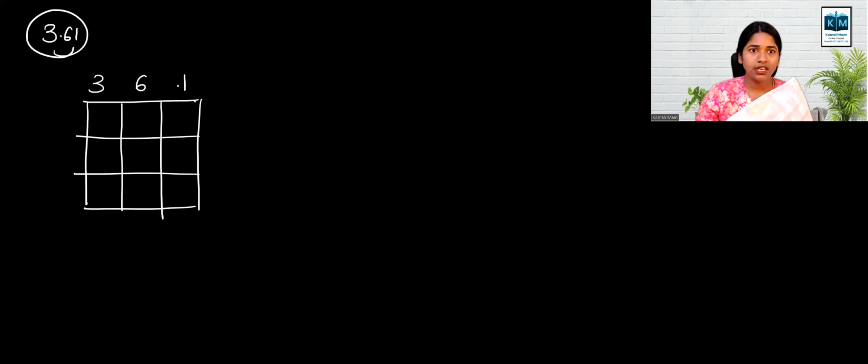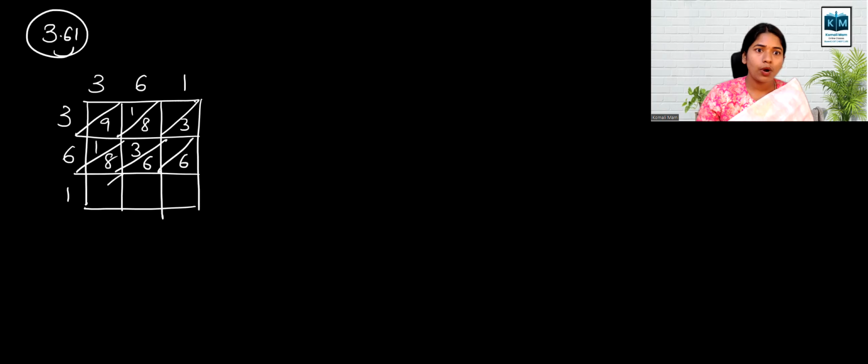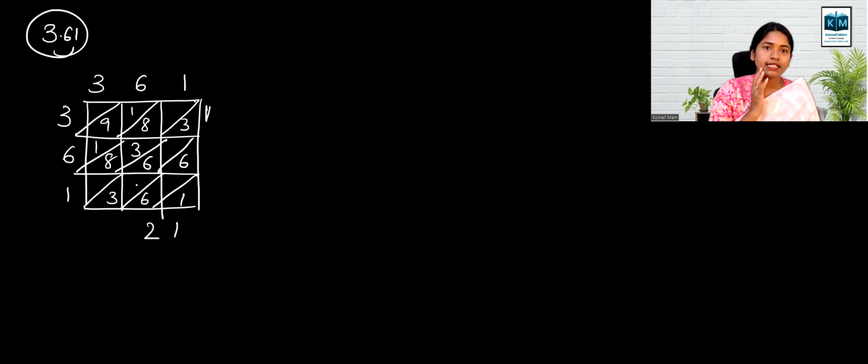3, 6, 1. 3, 6, 1. Now 3 3s are 9, 3 6s are 18, 3 1s are 3. 3 6s are 18, 6 6s are 36, 6 1s are 6. 1 3 is 3, 1 6 is 6, 1 1 is 1. 1, 6 plus 6 is 12, 13, 3, 1.